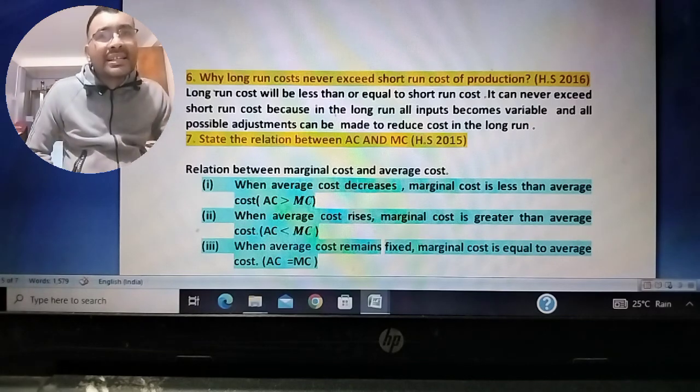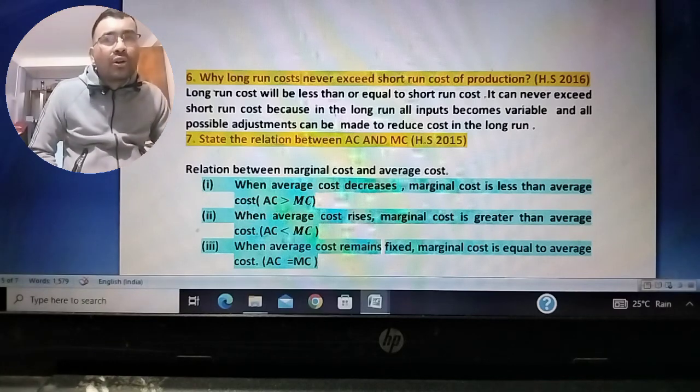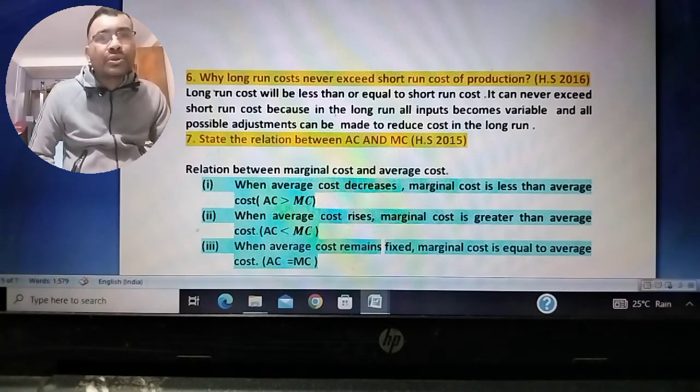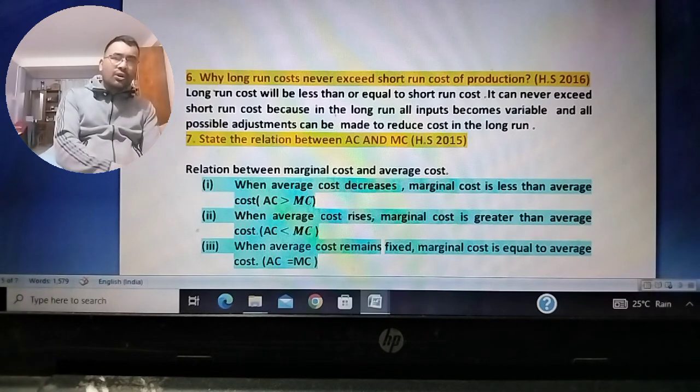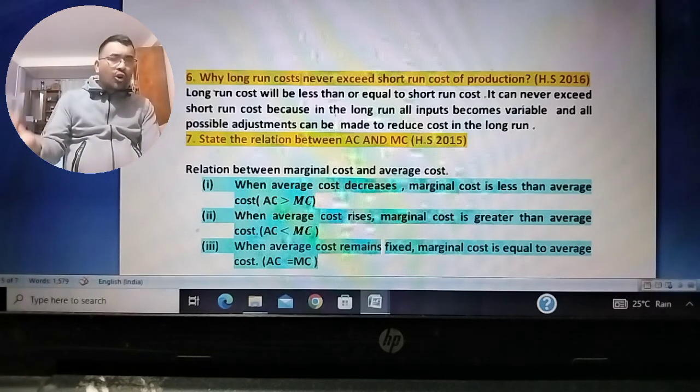It can never exceed short run cost because in the long run all inputs become variable and all possible adjustments can be made to reduce cost. See, as I already told you, there are two types of cost: one is variable cost and one is fixed cost. In the short run, we can change the output only by changing the variable factors, keeping fixed factors constant. Because of that, the cost may increase. But in the long run, we can increase production even by changing the fixed factors, because in the long run, every factor becomes variable.